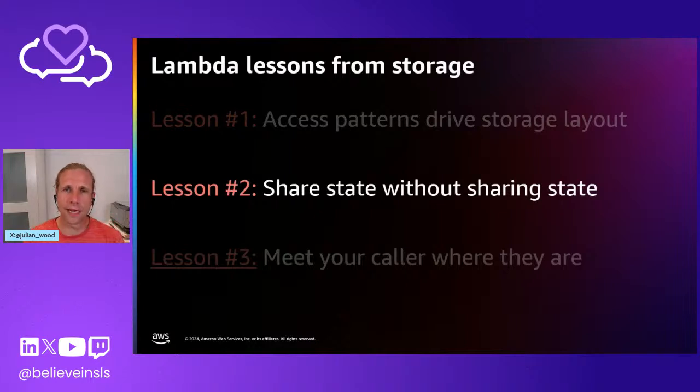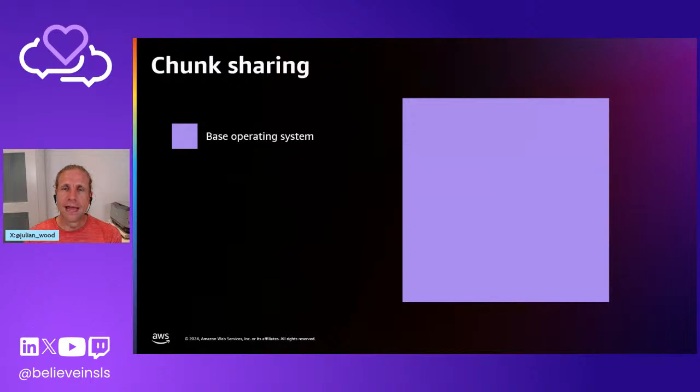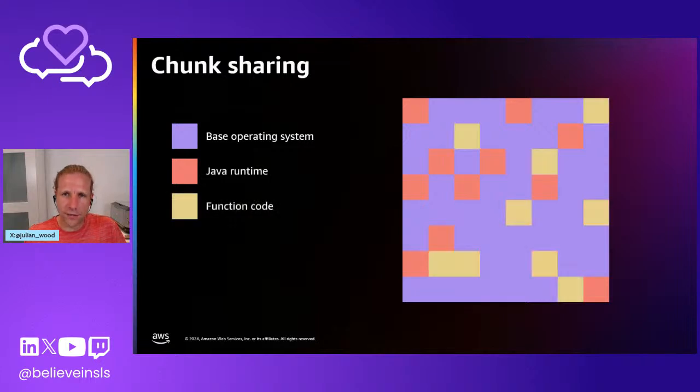The second thing we were working on is sharing state without actually sharing state. The other thing we realized about container images is they often share content with other images. The simple reason is that when people build with containers, you're obviously not starting from scratch. They're going to use base layers. A Lambda function may start with a base operating system layer, then layer on top of that the Lambda runtime, Java or Python for example, and then finally lay on top of that their function code.